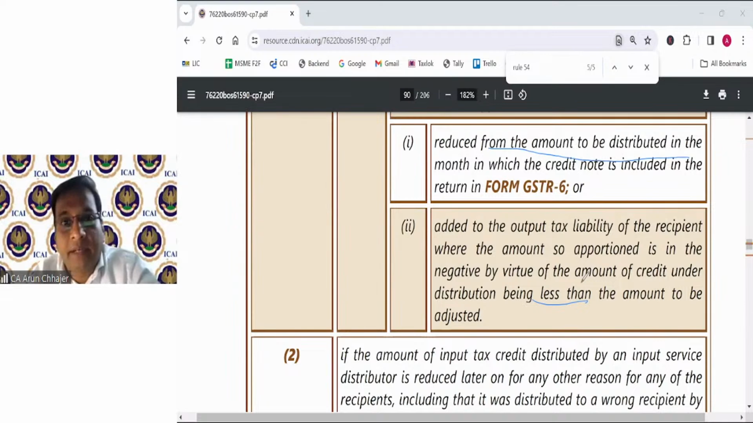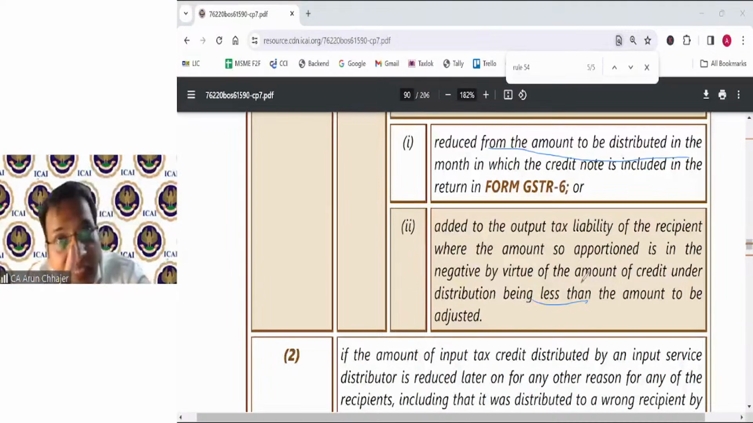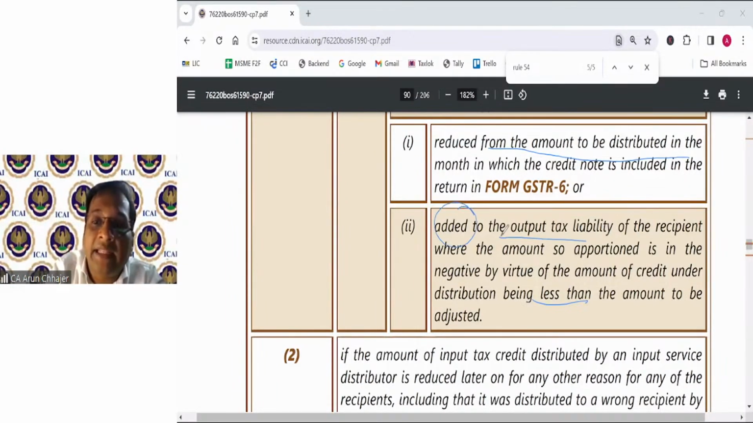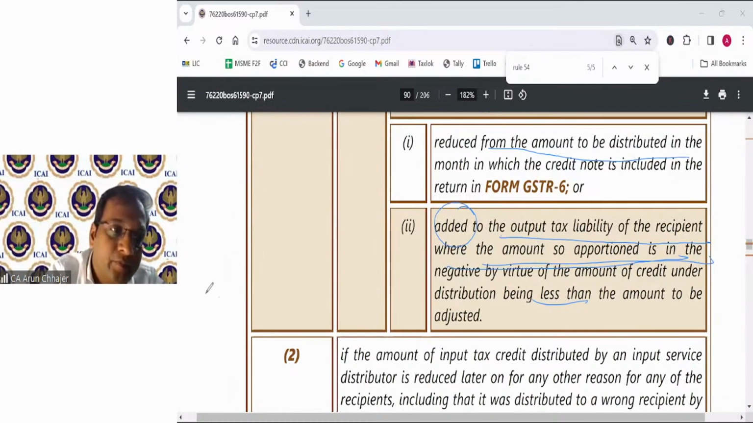So suppose, for example, for Rajasthan I have distributed 1,000 extra, but in this month I have to reduce 1,000, but there is no positive amount to be distributed to Rajasthan. In that case, the net would be negative. If it is negative, then they are saying, please add it to the output tax liability of the recipient, where the amount so apportioned is negative by virtue of the credit note under distribution being less than the amount to be adjusted.